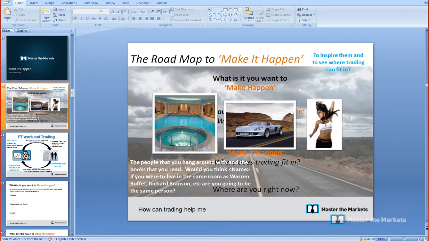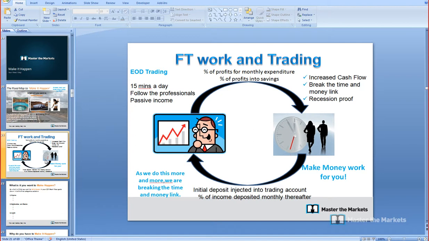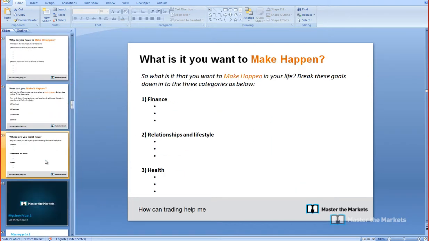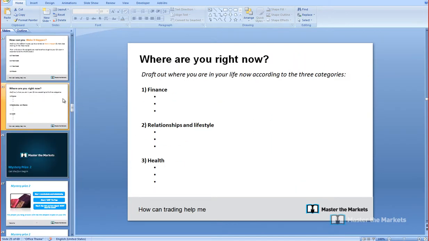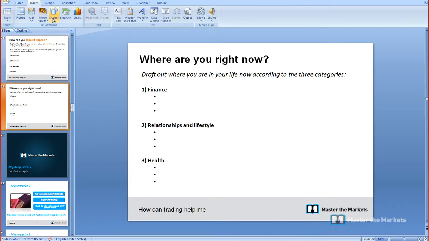Sure, yeah. Okay, good. Then we go on to make it happen, and they can fill it up during lunchtime. So we can ask them to fill it up during lunchtime. Yeah?